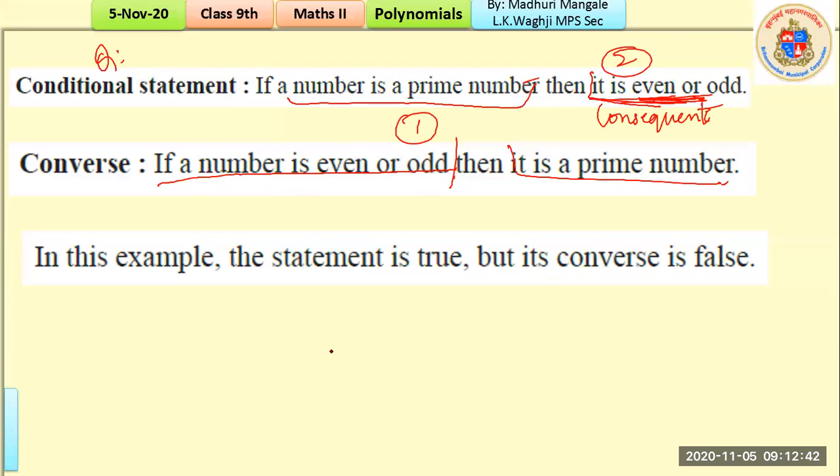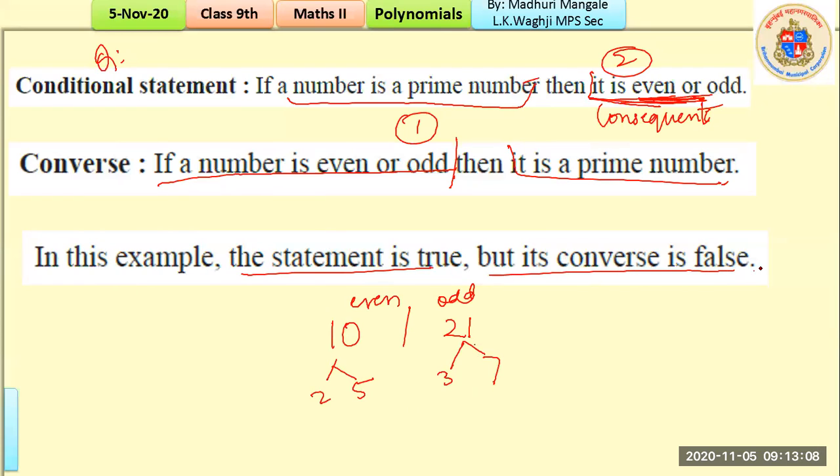Why? Because if we look at a number, let's say 10, 10 is even, and let us look at some odd number, let's say 21. Okay, so we are looking at an odd and an even number. Are both of them prime? No, they are not, because this can be factored, right? Same way this can be factored. This is not prime. So we see that the main statement is true, but the converse is false.